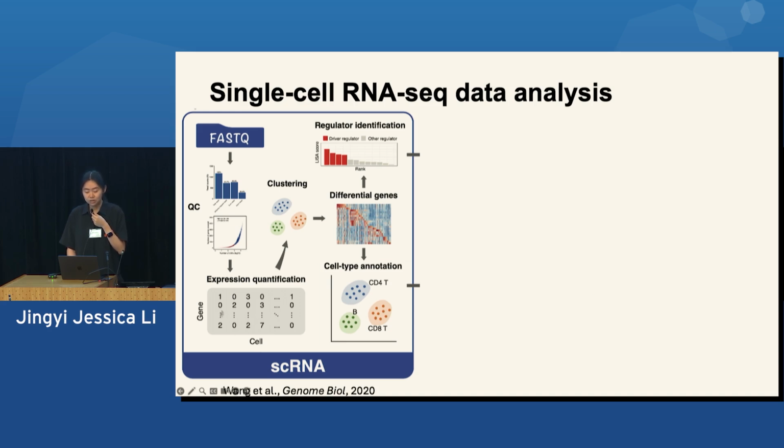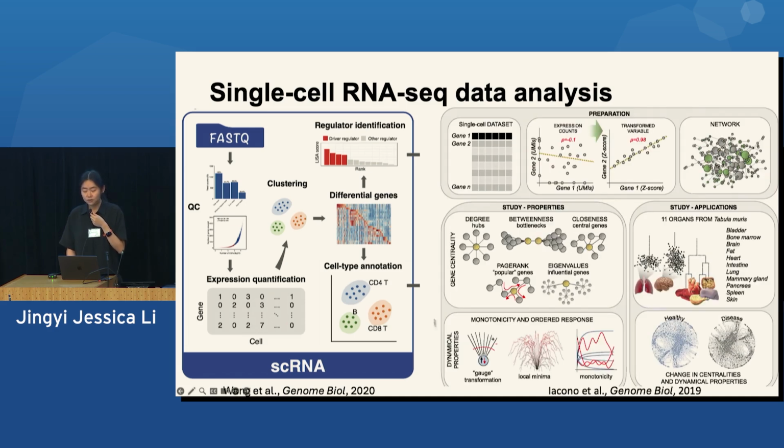So you need to do cell type annotation by some clustering, find highly expressed genes in each cluster, and use those markers to annotate cell types. Besides, you want to identify some regulators, which we heard about in the previous talk. Besides those analyses at the cell level, you may also want to do some analysis at a gene or feature level.